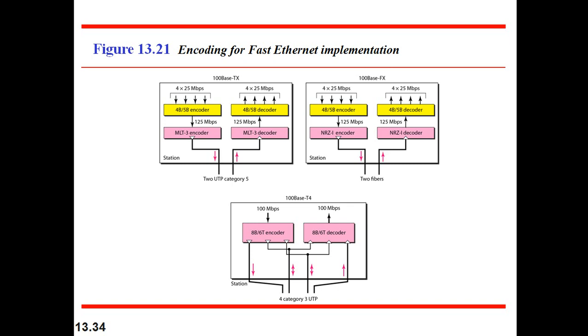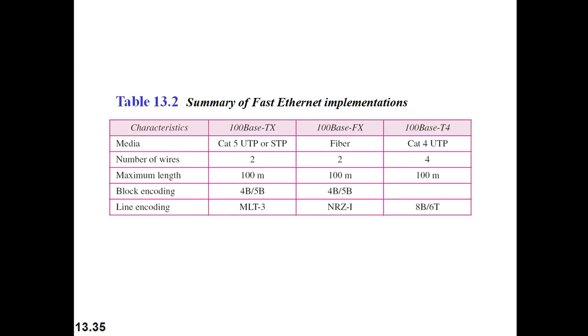Okay, and we are using around 6 ternary encoders here, so that we are able to achieve 100 Mbps of a data rate here. This is a summary of the fast Ethernet implementations.